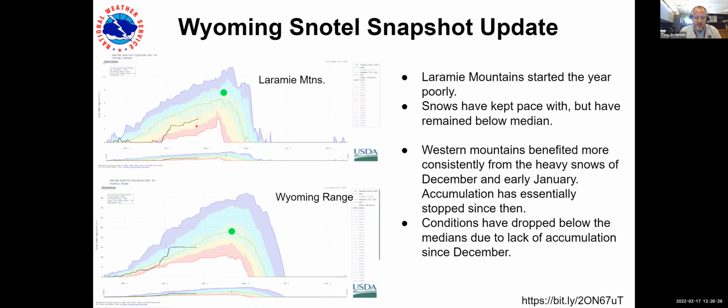These are the same 2 stations we looked at last month. The Crow Creek SNOTEL on top and the Laramie Range remains below the median, but has kept pace and even gained a little bit of ground on the long-term median.